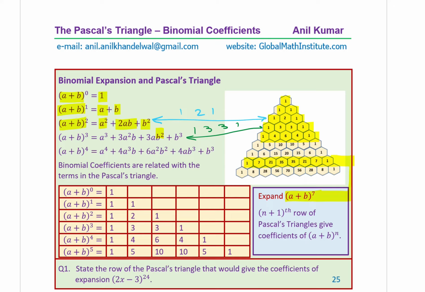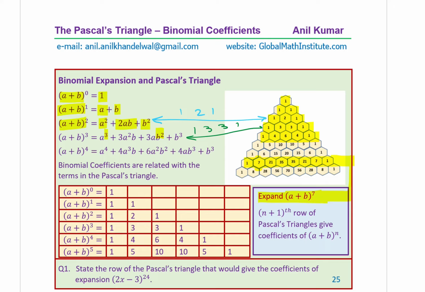And it is in a particular order. It is always decreasing for the first term and increasing for the other one, so that they add up to 7. So for 7, it will be a to the power of 7, beginning with coefficient 1. And the next coefficient will be 7, and then 21, and you can easily expand and get your result.